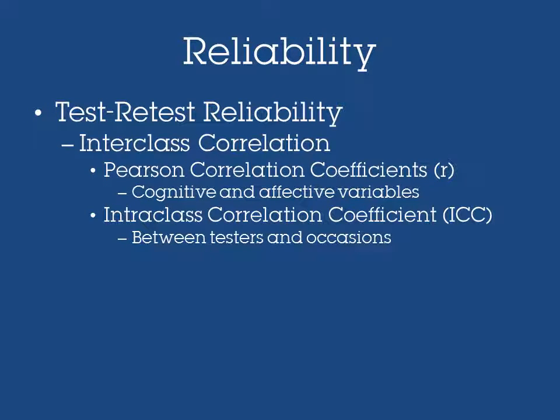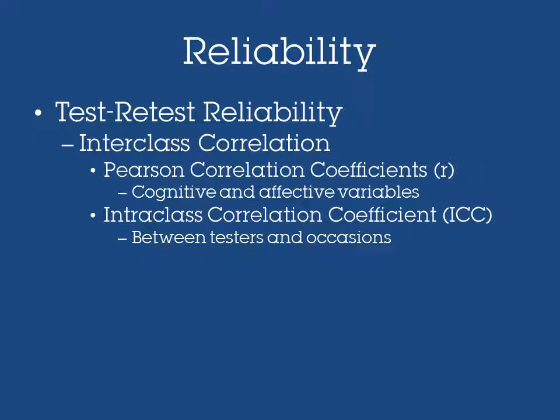When we look at test-retest reliability, this is another type of reliability that we see in the literature sometimes. This is presented as ICCs, or interclass correlations. We have two types: Pearson correlation coefficient and intraclass correlation coefficients. Pearson correlation coefficients, you're going to see most of these on cognitive variables or maybe some affective variables.